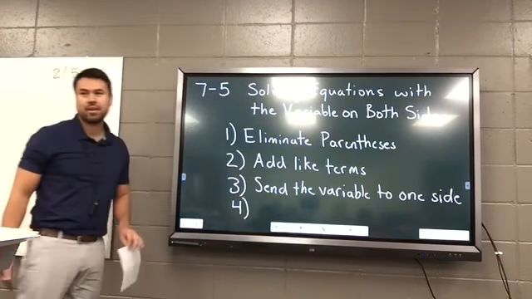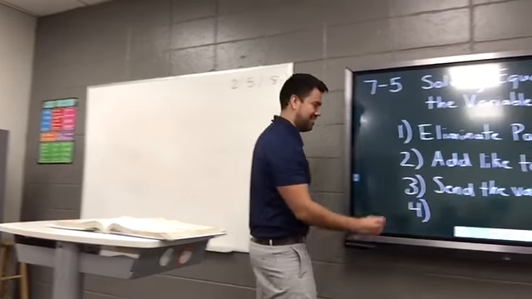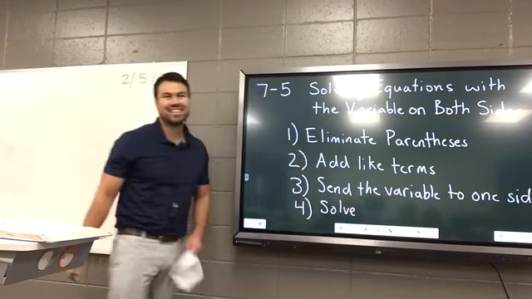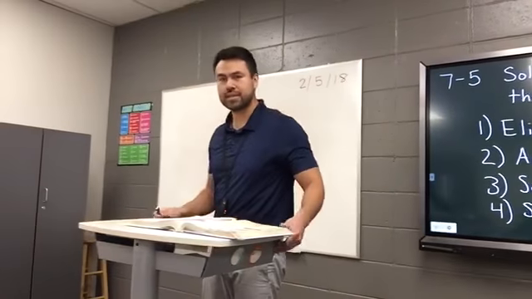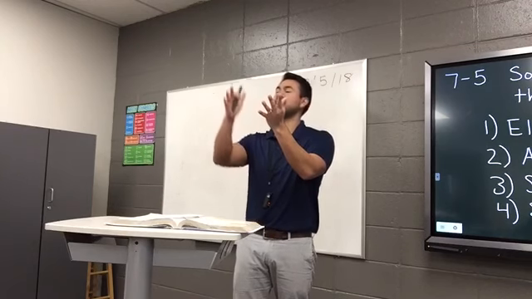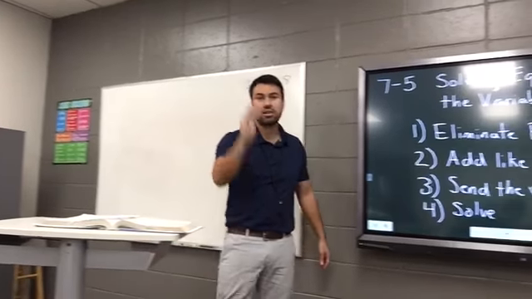And then the last step, maybe the most complicated. Solve. Once you get the variable to one side, you're going to be able to say, all right, what's happening to the variable? It's being multiplied, then added. So you undo the addition, then divide to undo the multiplication.